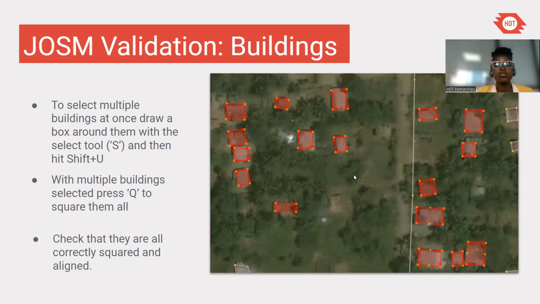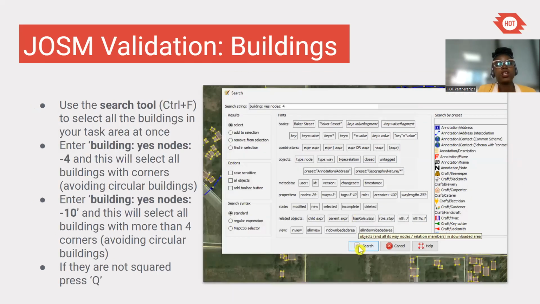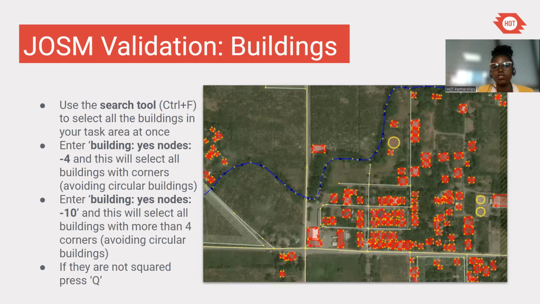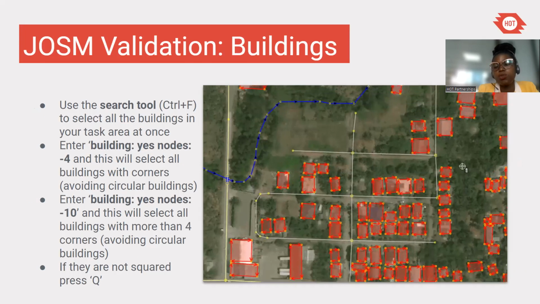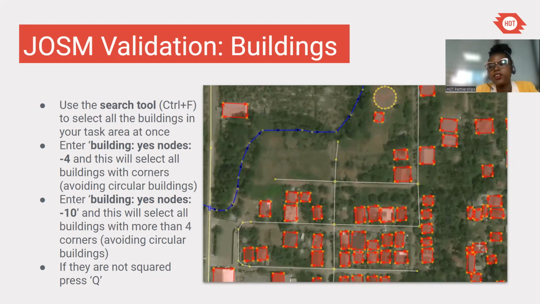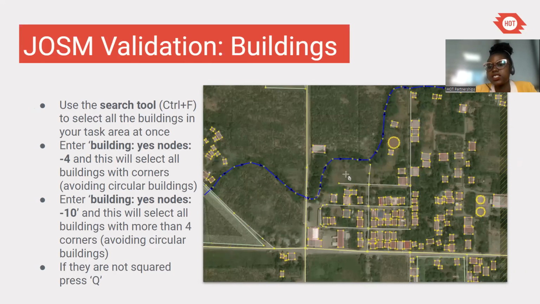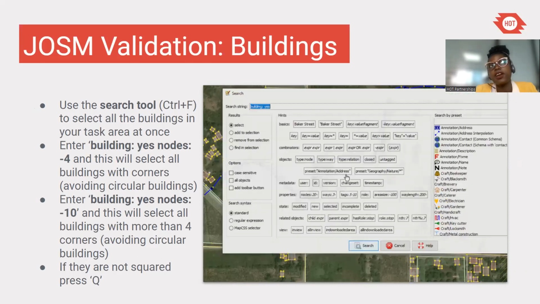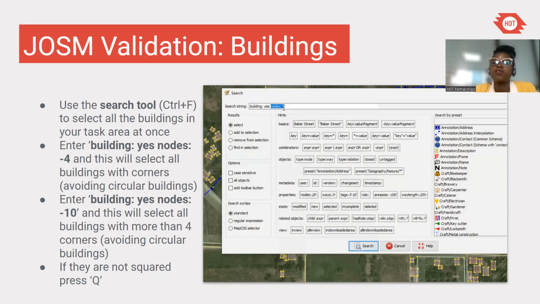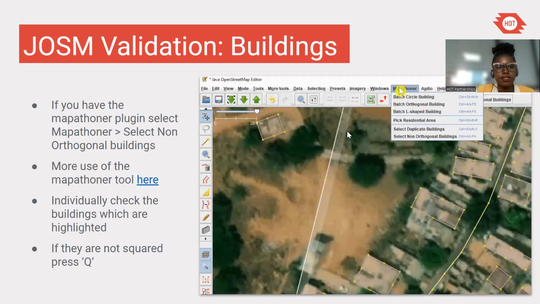So we are going to also learn how to select different features all at once and square them in case they are not squared. We are going to learn how to use the filters. We learned how to use filters last week. So we're going to learn how to use the filters tool to select buildings with 4 corners. And then you realize that there are some buildings that have extra corners, like have extensions. So we are going to learn how to filter buildings with more than 4 corners. And once you select those, you don't select the circular buildings. So again, square them at once.